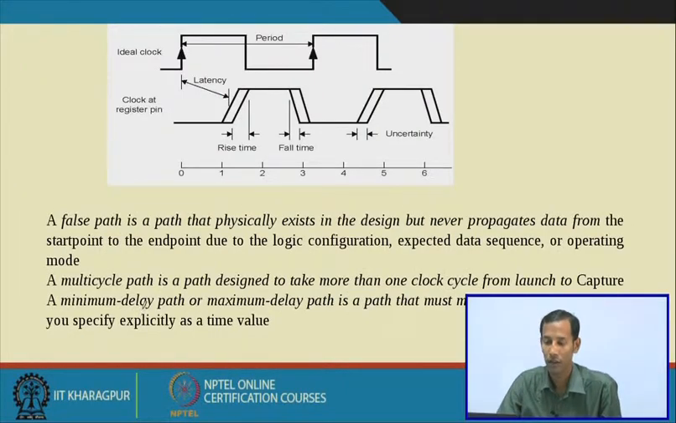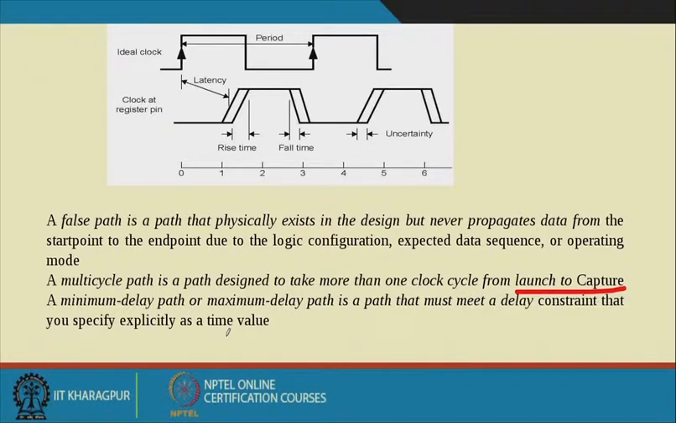And then the multi-cycle path is this: if a path from input to output is taking more than one clock cycle from the launch edge to the capture edge, that is known as a multi-cycle path.